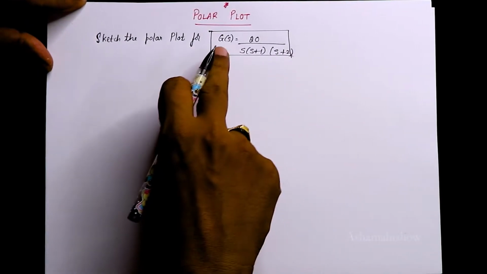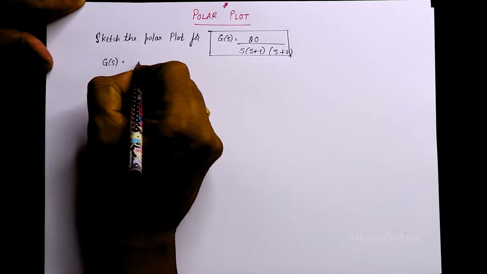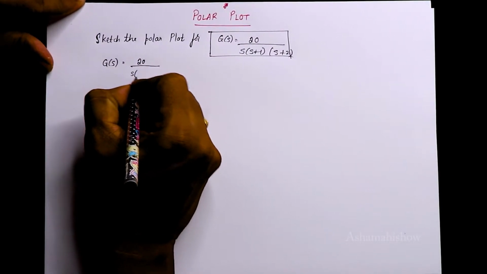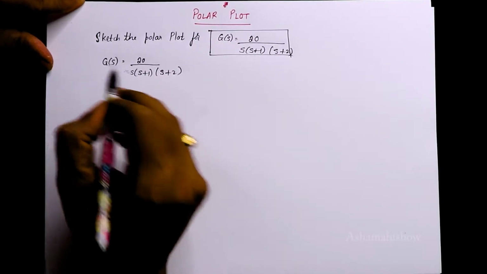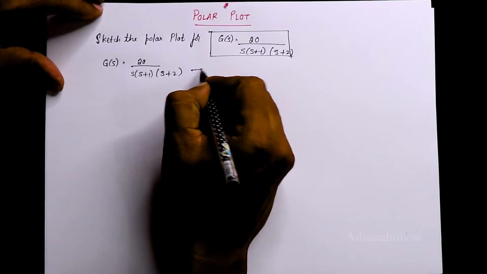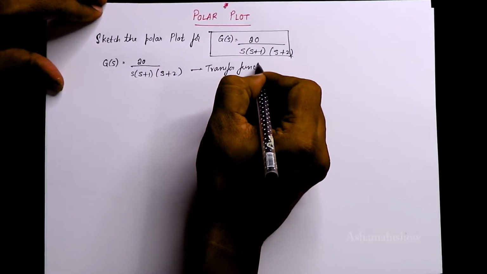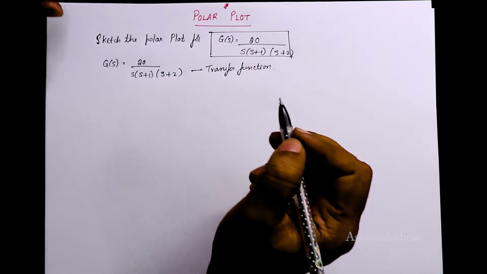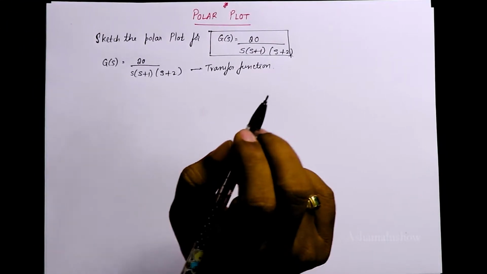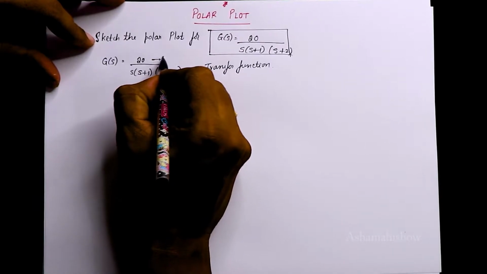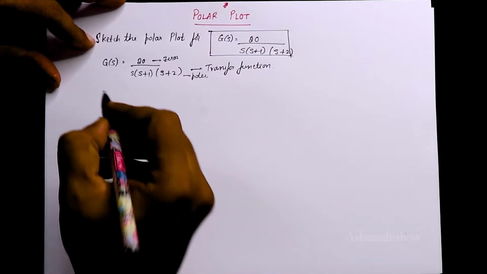The transfer function given is G(s) = 20 / (s(s+1)(s+2)). So this was the given transfer function, and we are asked to sketch the polar plot for this. The initial thing we need to do is see how many poles are there. We already know the numerator contains zeros and the denominator contains the poles. So how many poles are there?